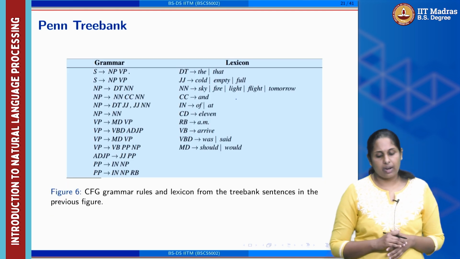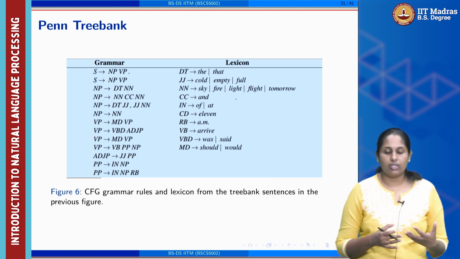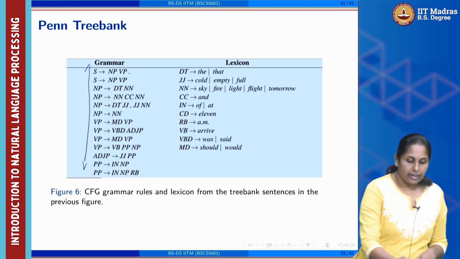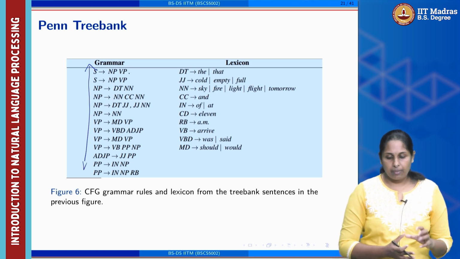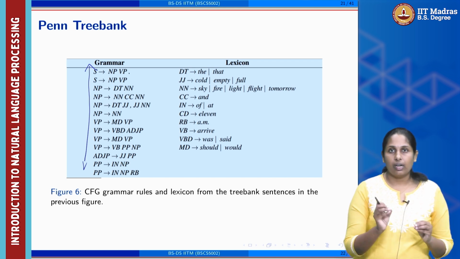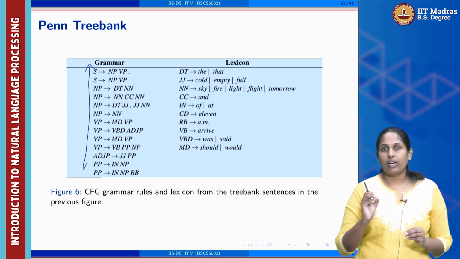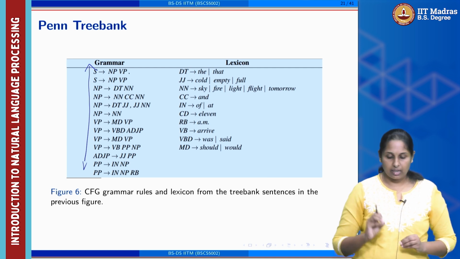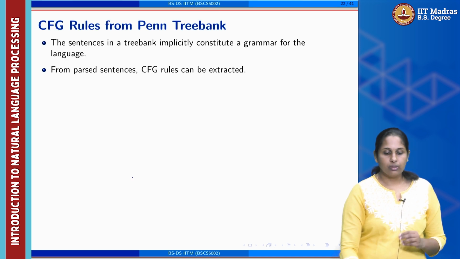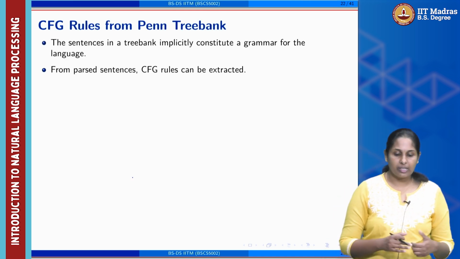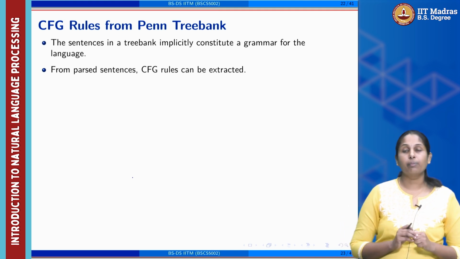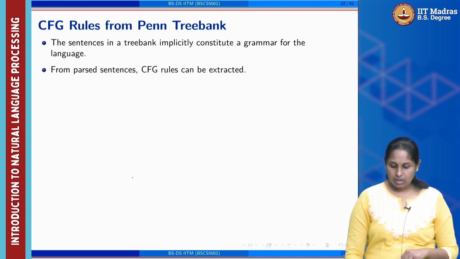Now CFG grammar rules. How are these CFG grammar rules made? We are building the grammar for each pattern in a language. Once this grammar is ready, we have a lexicon where the terminal symbols need to be addressed with substitutable lexical items in the language. So this is the lexicon and this is the grammar of a language. Now, how are CFG rules derived from the Penn Treebank? The sentences in the tree bank implicitly constitute a grammar of the language.